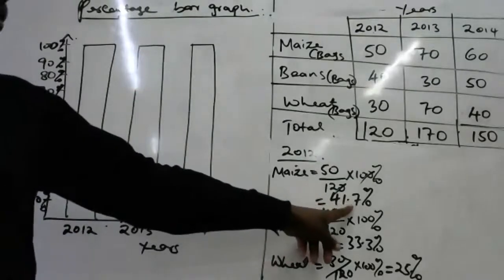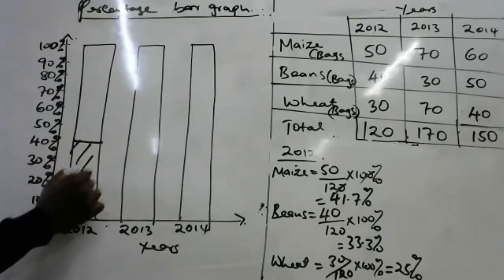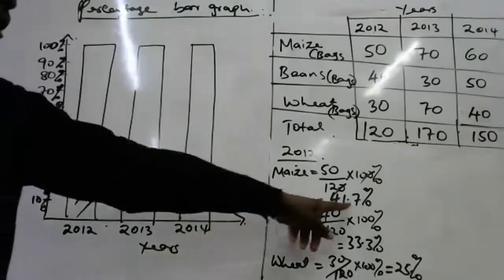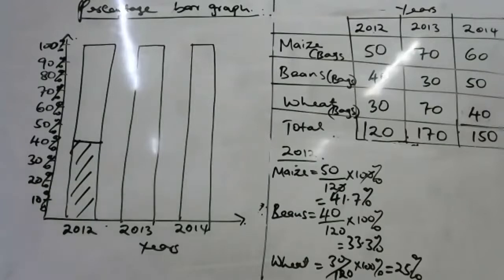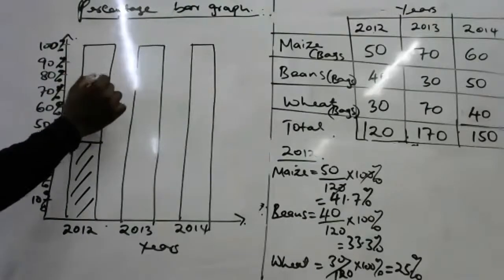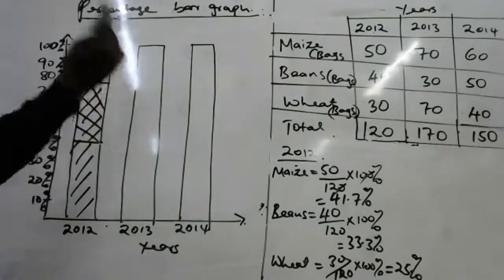For the maize, it is having a percentage of 41.7. So you locate where you have 41.7 and you cut it like that. You say that is for the maize. For the beans, it is 33.3. So 41.7 plus 33.3 will take us to a height of 75. We take where we have 75, which is around there. We say that is the proportion for the beans. The remaining part is for the wheat.